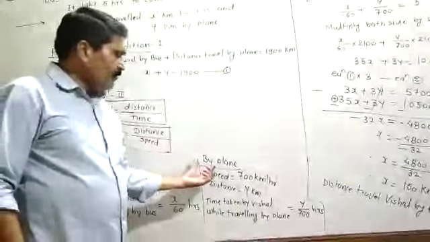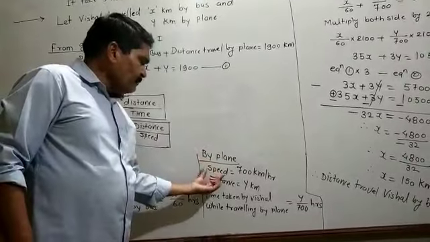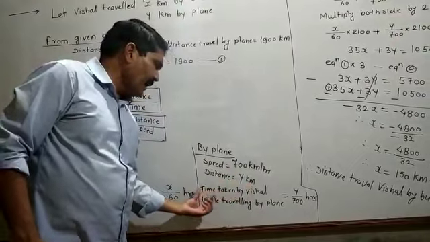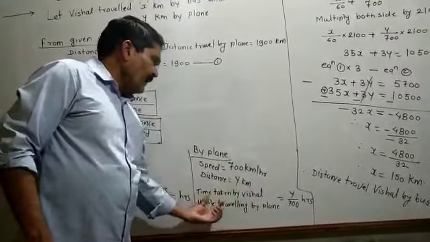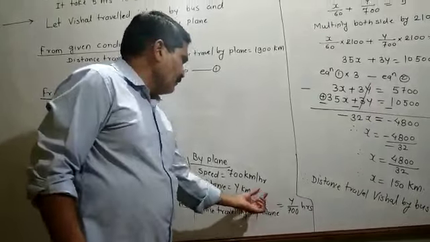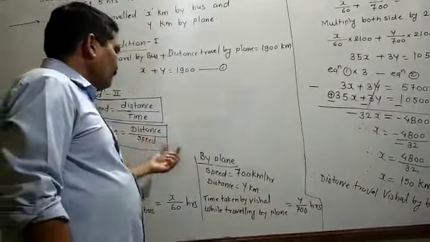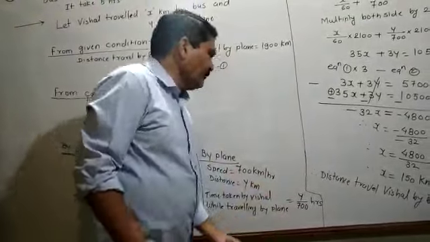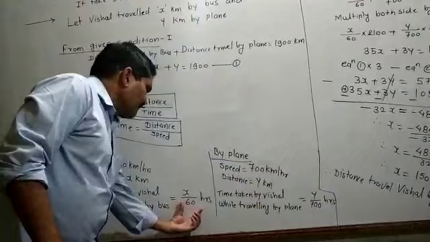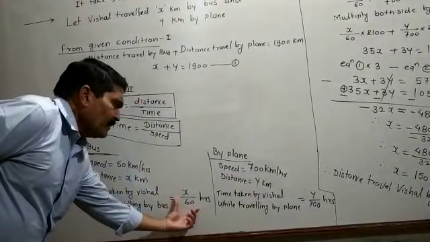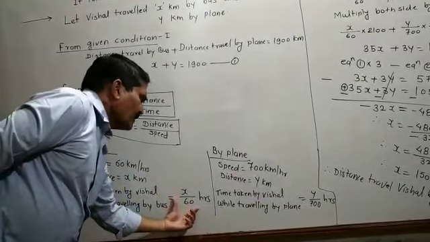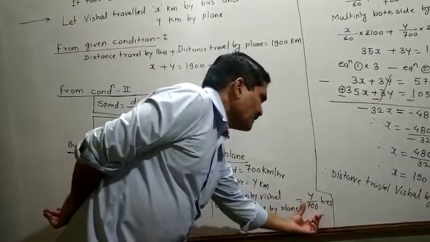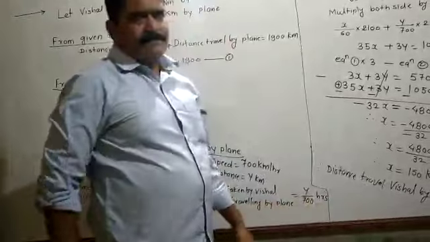In the same manner you have to find by plane. The speed of the plane is 700 km per hour, distance traveled by plane is y kilometers. Time taken by Vishal while traveling by plane is equal to distance upon speed, this is the distance y kilometers and this is the speed 700 km per hour. Means this is the time required by the bus, x upon 60 hours, and the time required by the plane to travel the distance is y upon 700 hours.